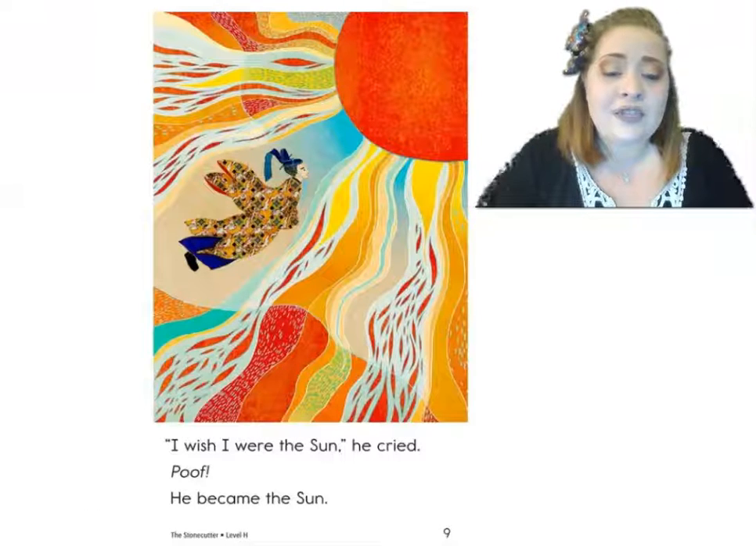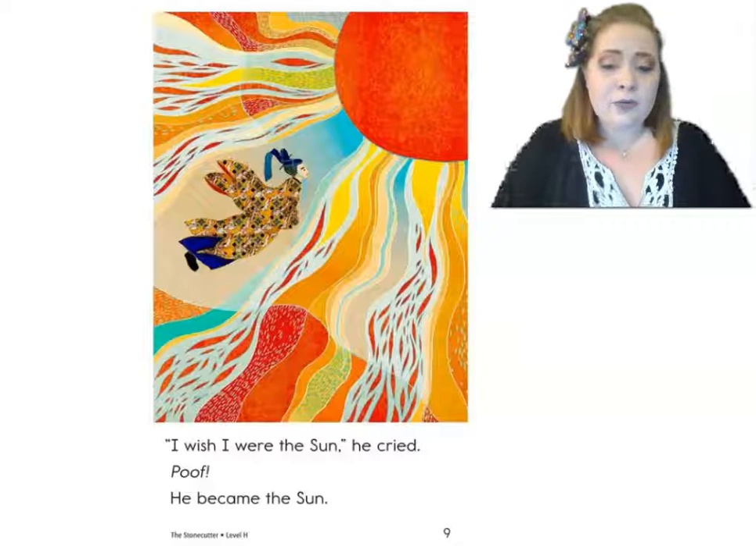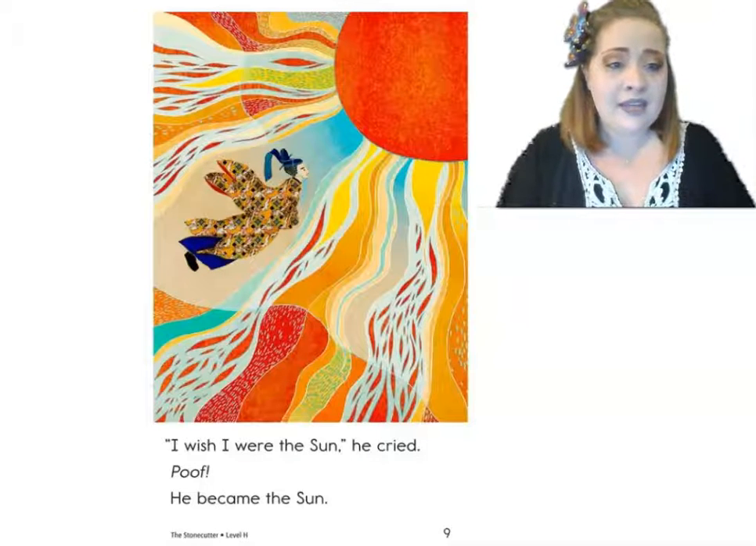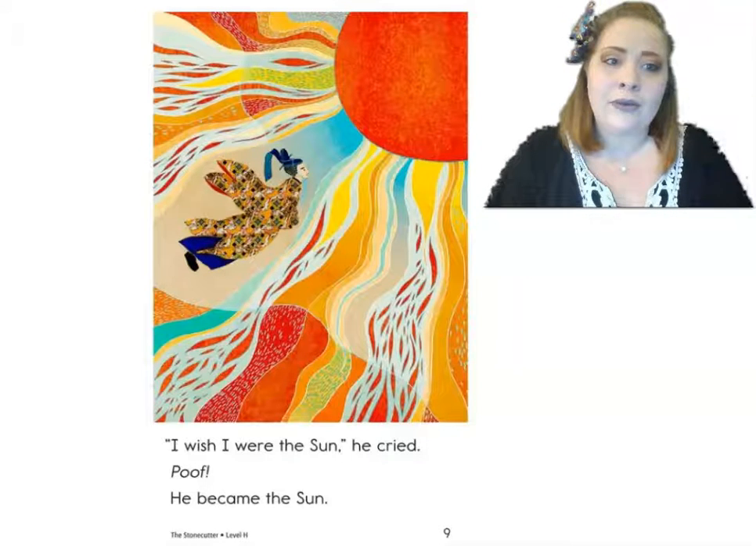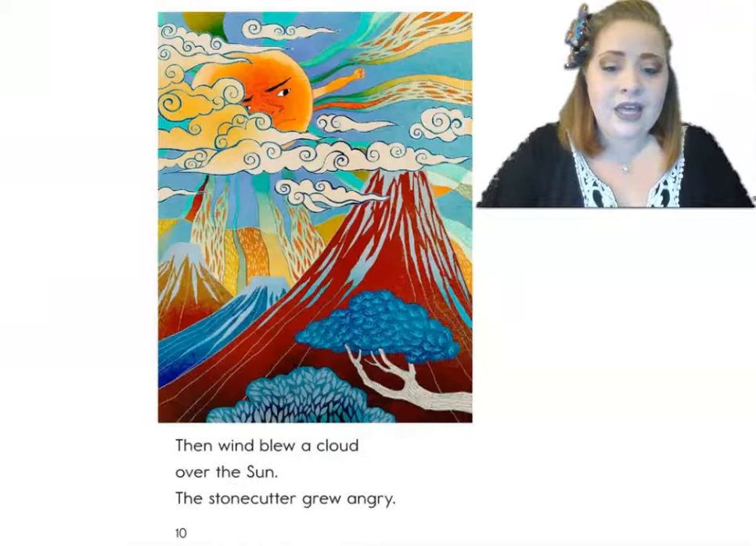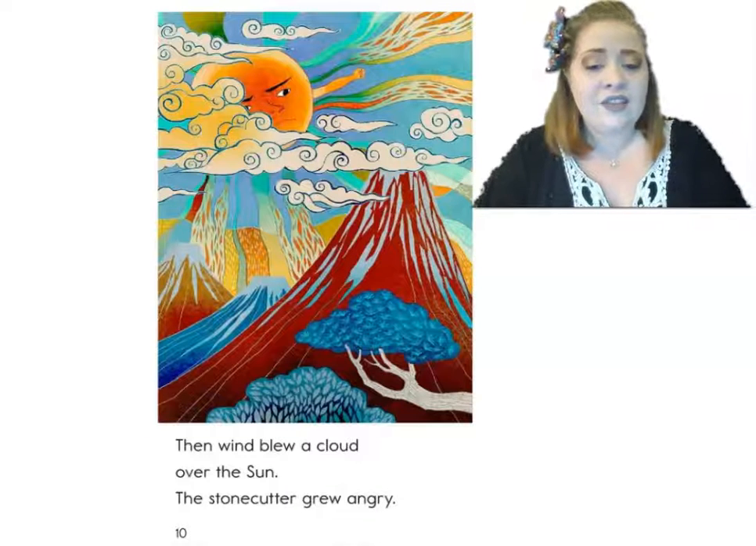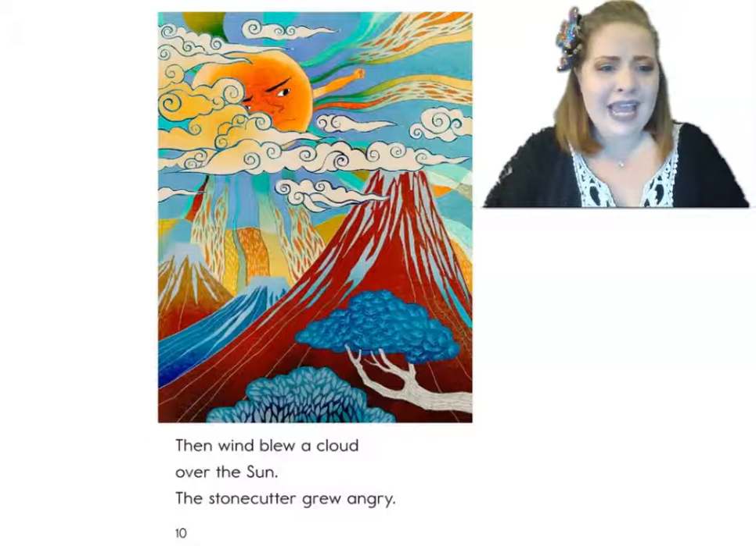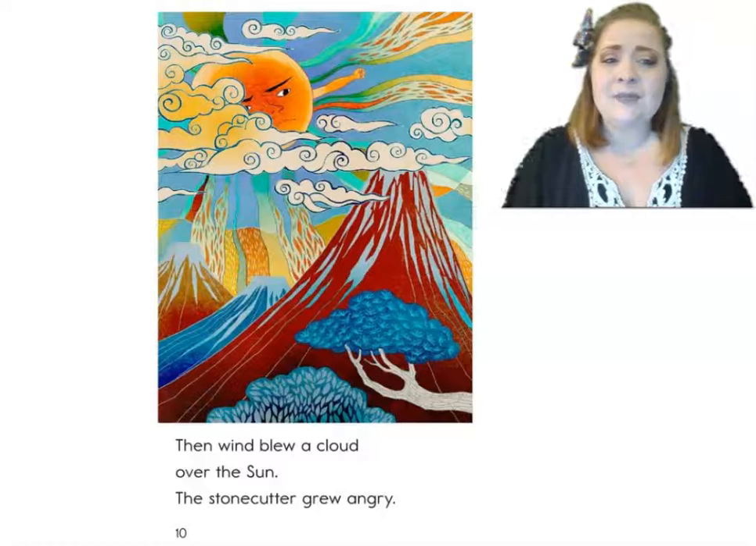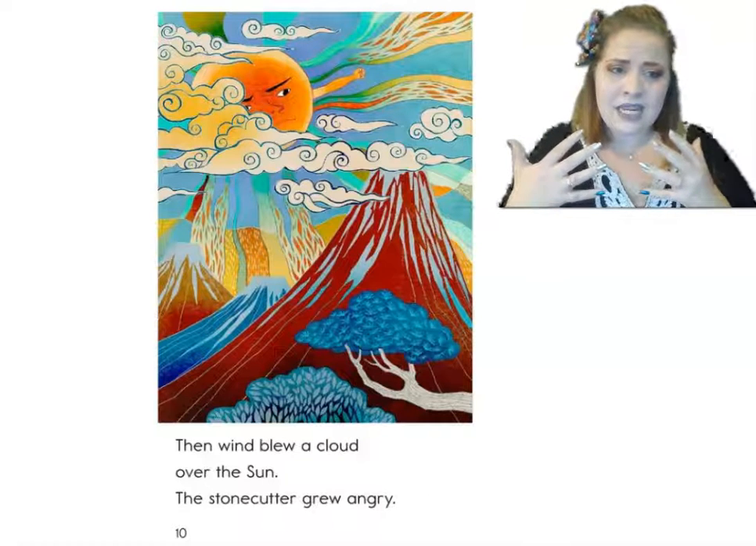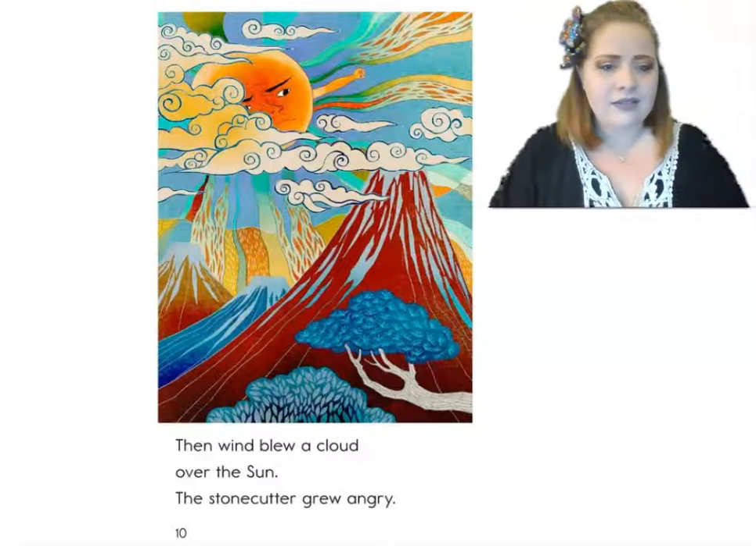I wish I were the sun, he cried. Poof! He became the sun. Oh, you have to be careful what you wish for. Let's keep reading to find out what happens next. Then wind blew a cloud over the sun. The stonecutter was angry. Oh, so he's been sad up until this point, and now he's angry. Let's keep reading to see what happens next.